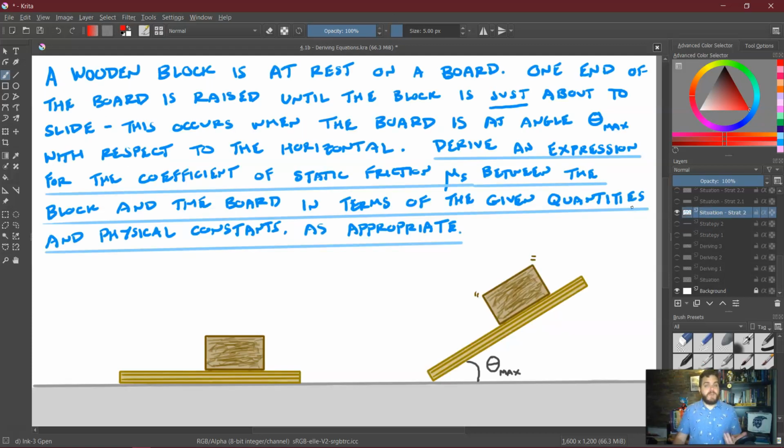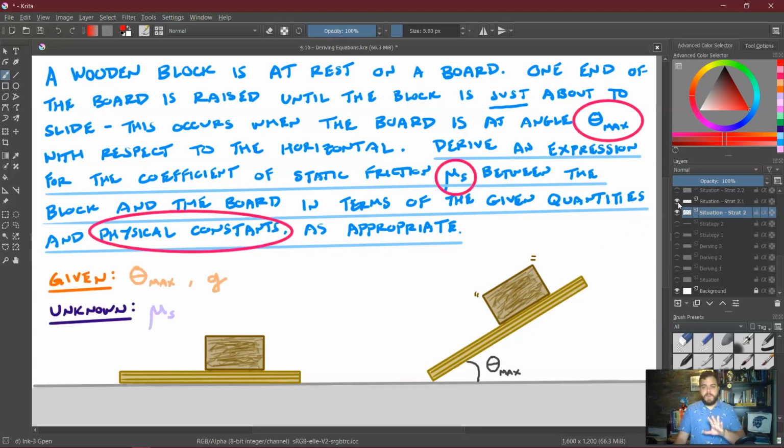So for instance, in the situation we were looking at, the only given variables are, one, some angle, theta sub max, and a physical constant that we probably know applies here, g, the acceleration due to gravity. And that's it. Those are the only quantities we're given. And so our final expression can only be in terms of those quantities, which really limits what we can do. Additionally, our unknown is the coefficient of static friction, mu sub s. That's what we want to solve for.